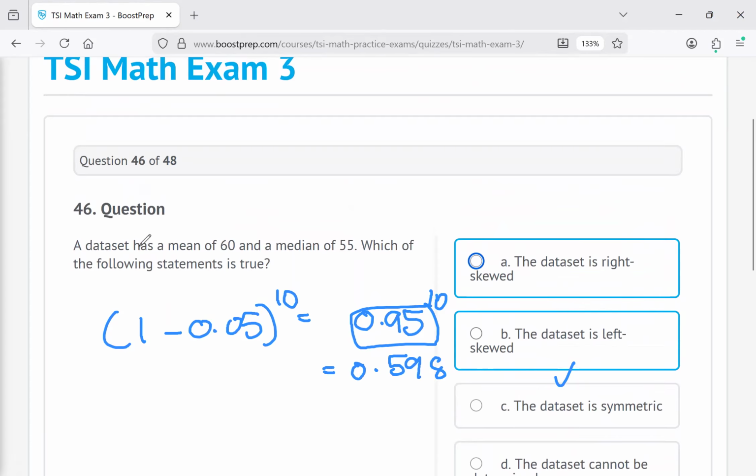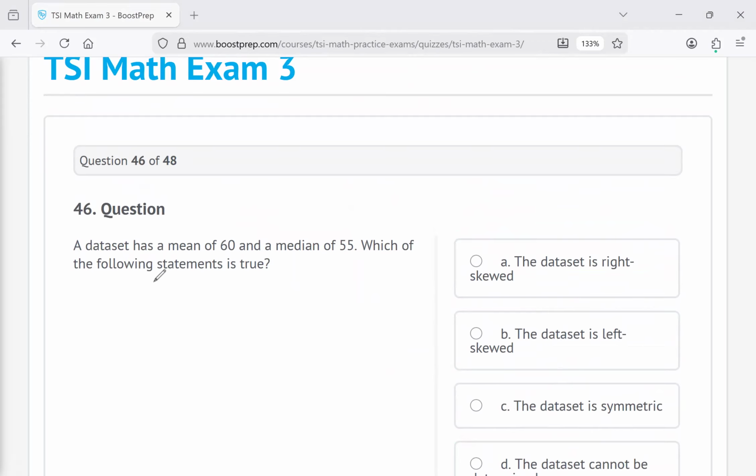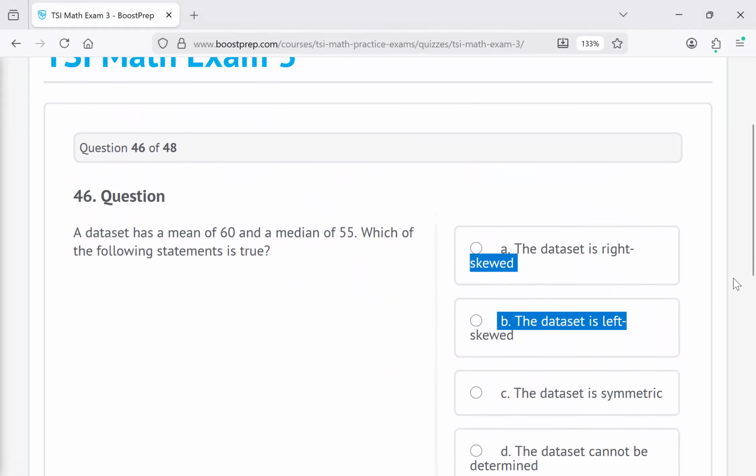A data set has a mean of 60 and a median of 55. Which of the following statements is true? A, the data set is right skewed? B, the data set is left skewed? C, the data set is symmetric? Or D, the data set cannot be determined. So our average is 60 and a median of 55.